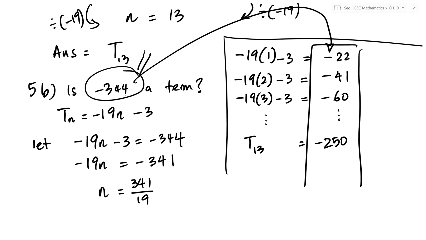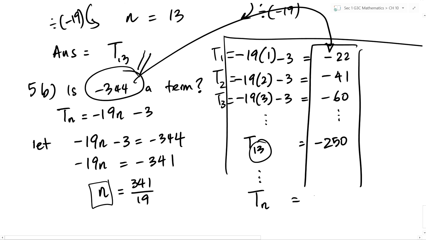What must add up to be a whole number? What does n represent over here? It is the term number. Term number 1, term number 2, term number 3, this is term number 13, so on and so forth. We have a term n somewhere, and this is given by negative 19n minus 3. So term numbers must be whole numbers. You cannot have term number 2.5. You only can have term number 2, term number 3. You cannot have anything in between.